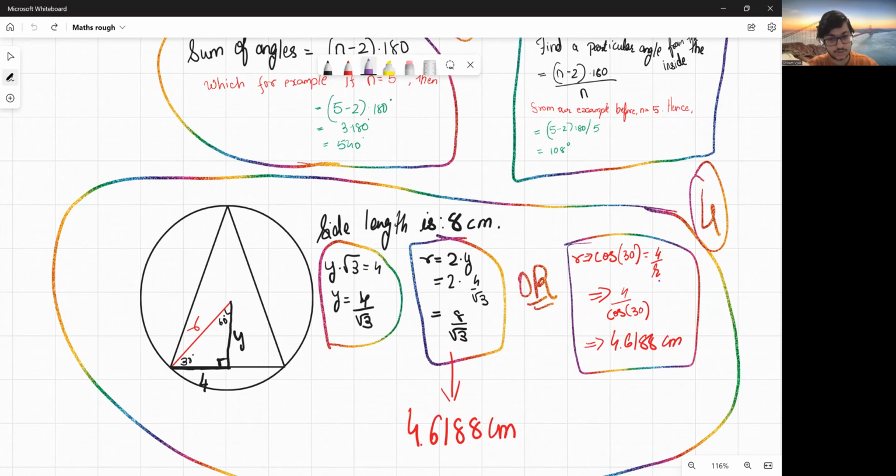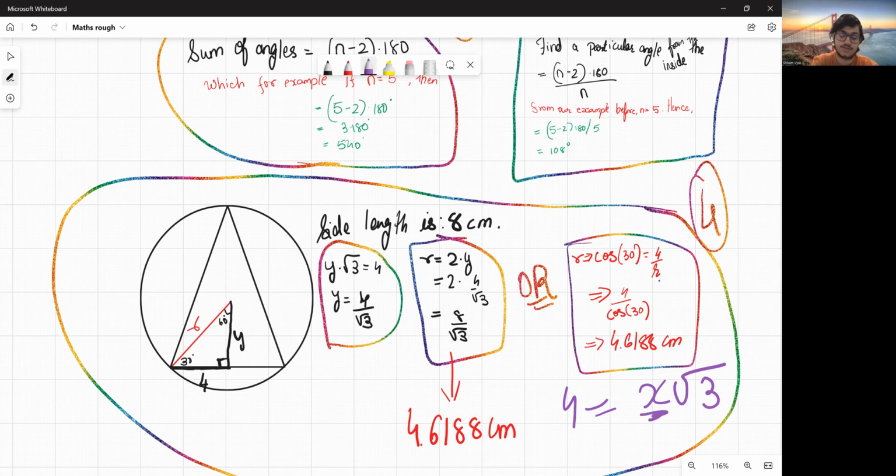How we are going to find it is in two ways. One way is, like I said, the 30, 60, 90 degree triangle. This value, the y here, is our x line, and this here is 4, so 4 is equal to x root 3. So we have to find what the value of x is right here.